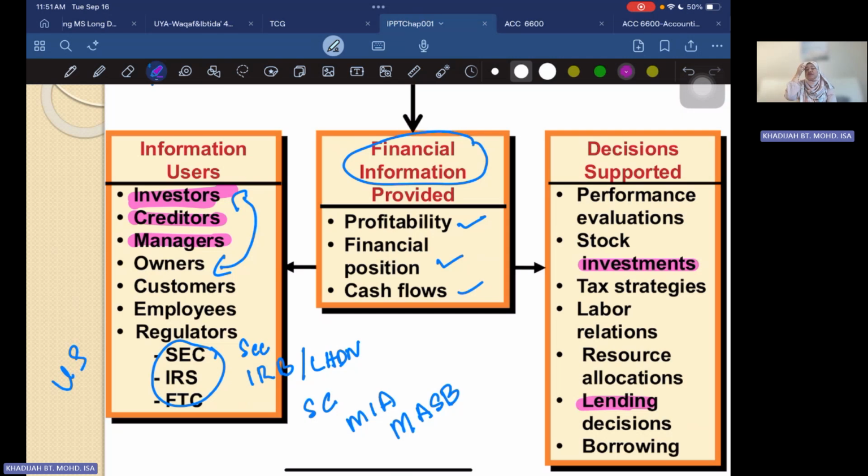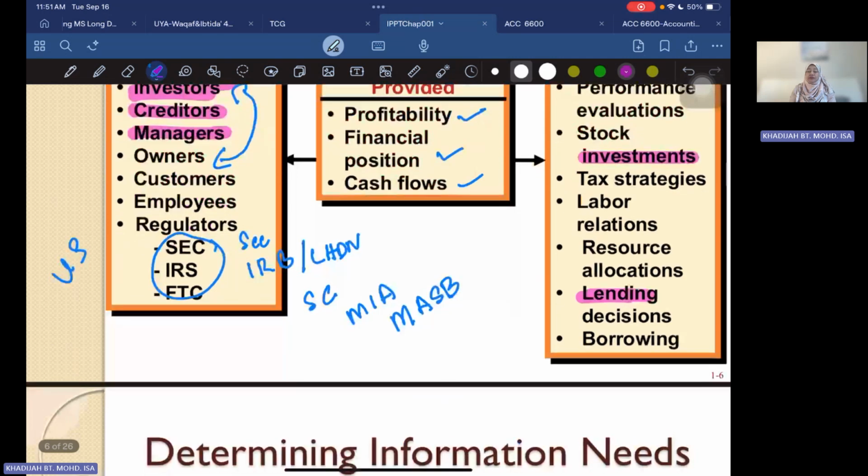All right, for a bank to give loans to companies, they have to look into the financial position, whether the company has enough cash to make the monthly installment, all right, for repayment purposes, or whether the company is profitable or not. All right, because all these things will give a decision. All right, they will use the information to decide whether to give a loan or not to a company. All right, and similarly for the borrowing.